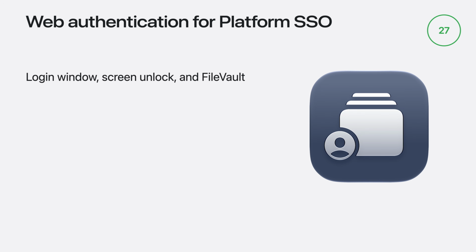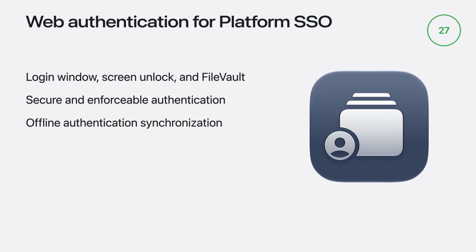Web authentication works across the login window, screen unlock, and the FileVault unlock process, and provides secure and enforceable authentication. Offline authentication is also supported to ensure continuity of access without weakening the security posture of unconnected devices. For enterprises, this opens up deep customization such as localized sign-in pages, accessibility-optimized flows, conditional prompting based on device state, and seamless integration with existing identity infrastructure.